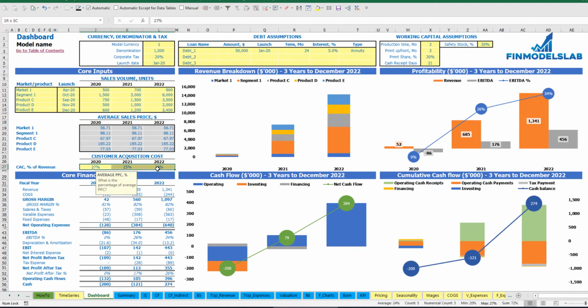Additionally, you can set up customer acquisition cost, or what percentage of revenue will be your pay-per-click or another way of marketing. In other words, 27% of your revenue will be spent on marketing.